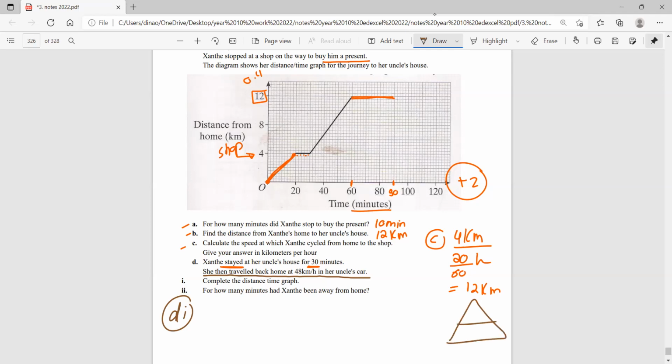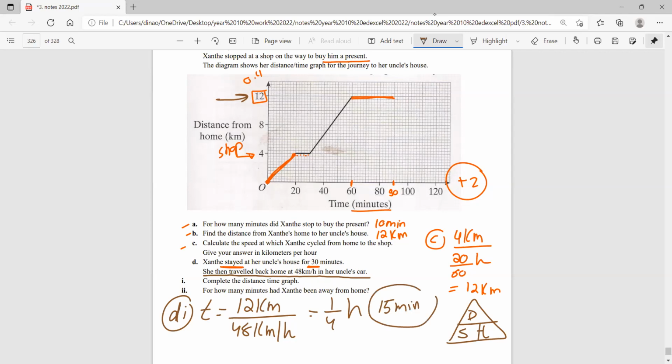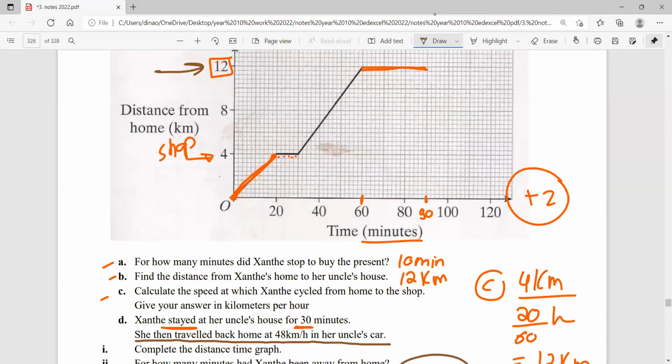Let's draw the speed time triangle. This is speed equals distance over time. So I am required to calculate again the time taken from her uncle's house to her house. The time is distance over speed. Her uncle's house is 12 kilometers away, over the speed, which is 48 kilometers per hour. Now let's do this on the calculator. 12 divided by 48 gives 1 over 4 hours. That's a quarter of an hour. 1 over 4 hours simply means 15 minutes. So she reached her home after 15 minutes.